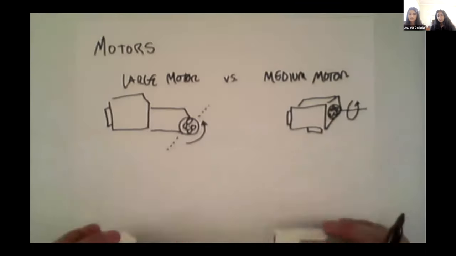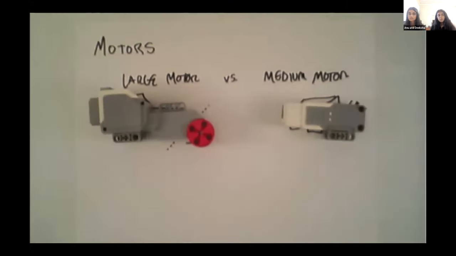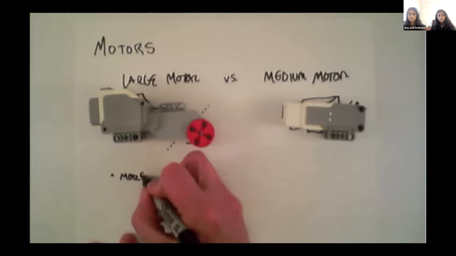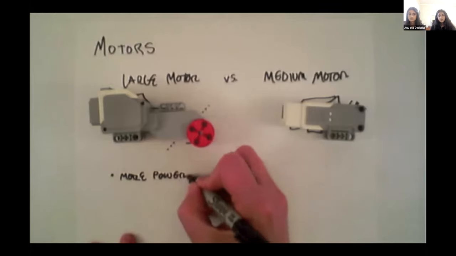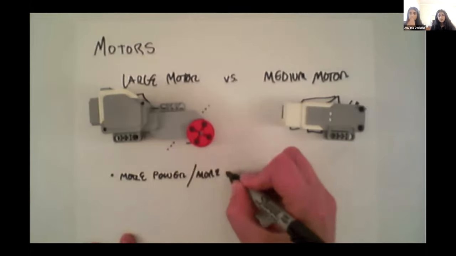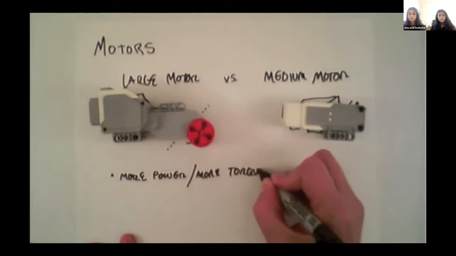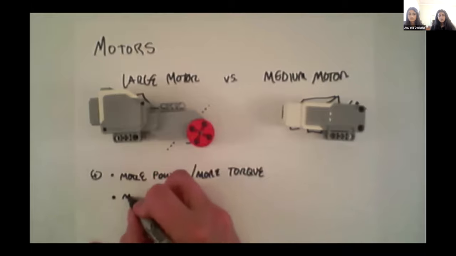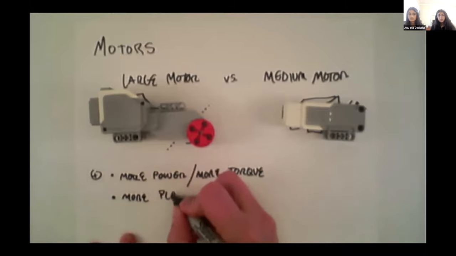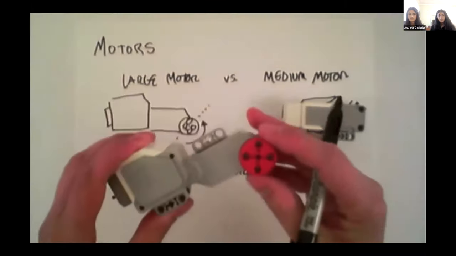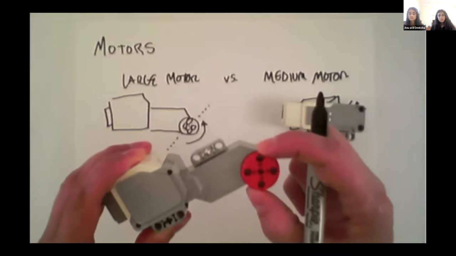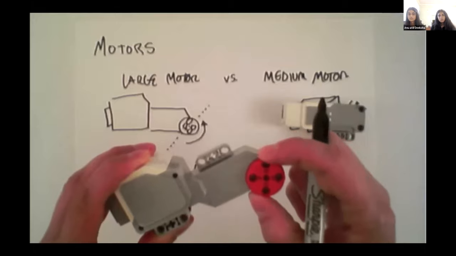Second, some more comparisons between the two. The large motor actually has more power, and as a result, is able to exert more torque, which is definitely a positive. However, there is more play in the motor itself, and you can see that by just wiggling it right here, where without even moving the motor, it moves a little bit.